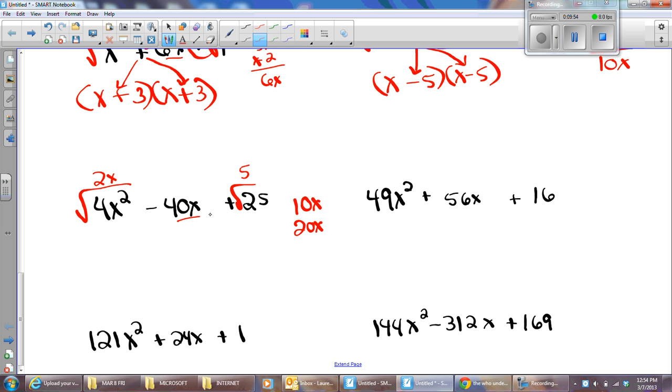I don't know how to factor it right now. Okay, so I can't factor this one. Right now you would tell me it's prime. It may not actually be prime. There may be another method of factoring that we're going to learn, say, early next week. But for right now, this one is prime.